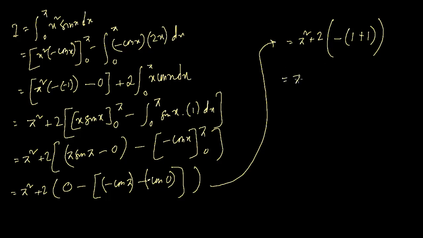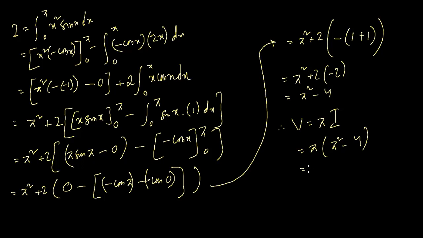So this would be pi squared plus 2 into minus 2. This would be pi squared minus 4. Therefore the volume would be pi I equals pi times pi squared minus 4, which is pi cubed minus 4 pi.